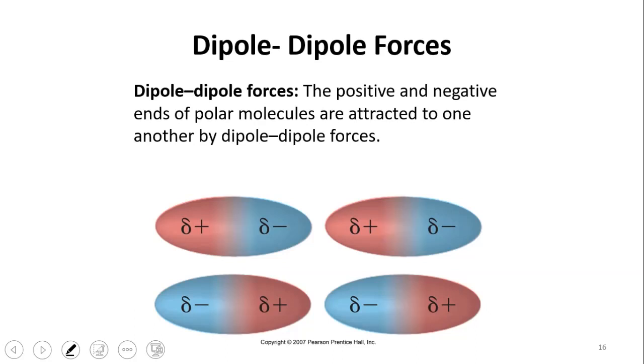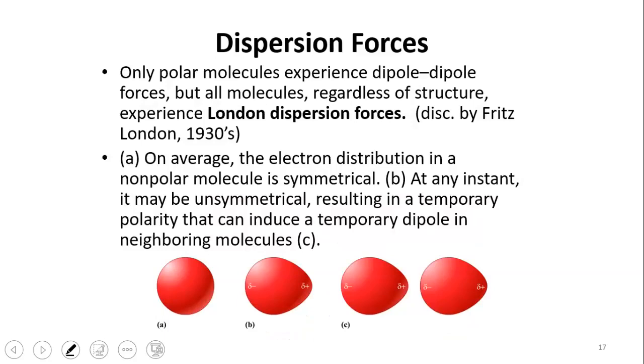Now, what if the substance is made of nonpolar molecules? Can they still interact? Well, it's interesting, but in the 1930s, Fritz London discovered these so-called dispersion forces. And these are forces that all molecules, regardless of structure, can experience. So a substance may not be able to experience dipole-dipole forces because it's not made of polar molecules, but it can still engage in these London dispersion forces.